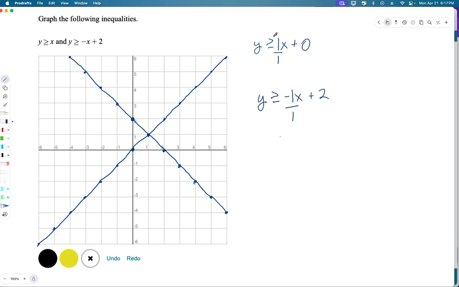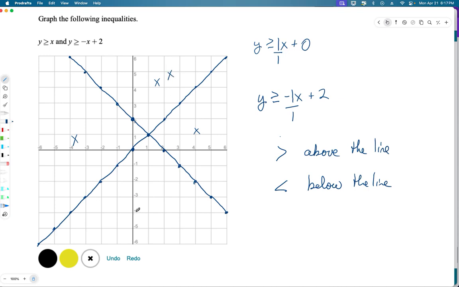Now I have to look at this symbol here. Greater than means above the line, okay? And less than means below the line. So these are both greater than, so they're going to be above both lines. So above this line would be this area and this area. Above this line would be this area and this area.